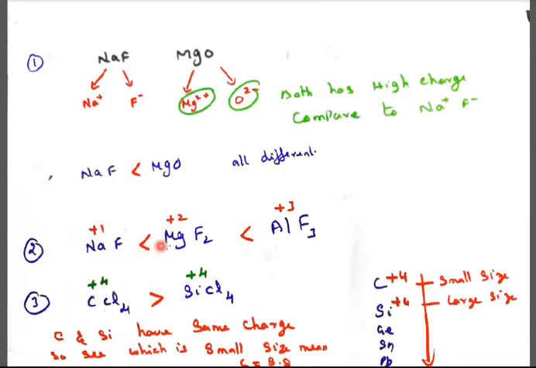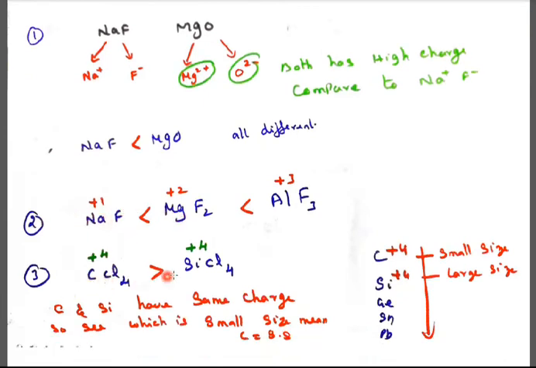Next example: sodium fluoride, magnesium fluoride, aluminium fluoride. Aluminium valency is plus 3, magnesium valency is plus 2, sodium valency is plus 1. So more charge, more lattice energy. So aluminium fluoride is greater than magnesium fluoride, which is greater than sodium fluoride. Then carbon tetrachloride and silicon tetrachloride. Both have plus 4, but since the charges are the same, we should see the size.